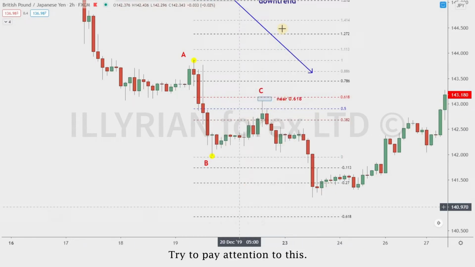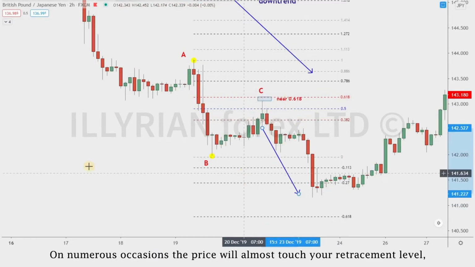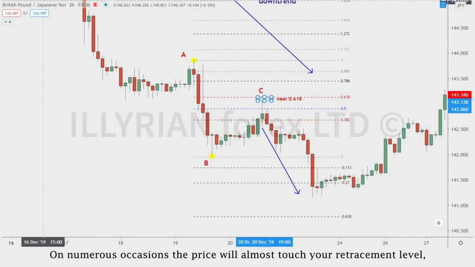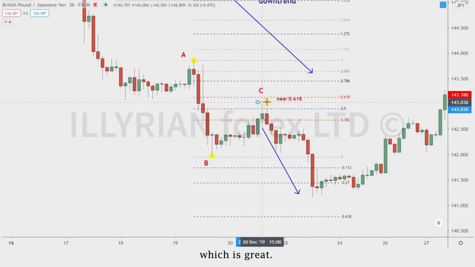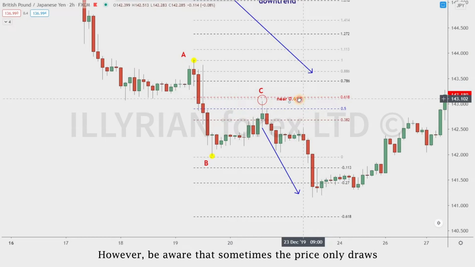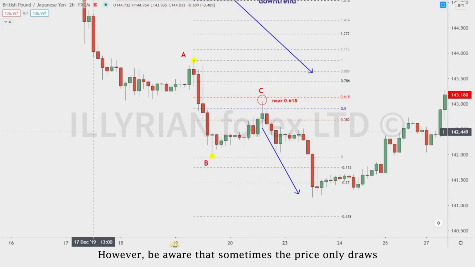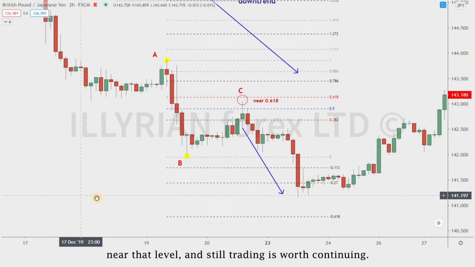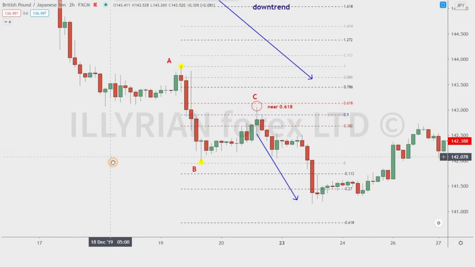Try to pay attention to this. On numerous occasions the price will almost touch your retracement level, which is great. However, be aware that sometimes the price only draws near that level, and still trading is worth continuing.